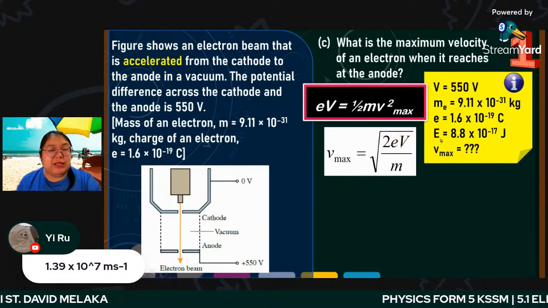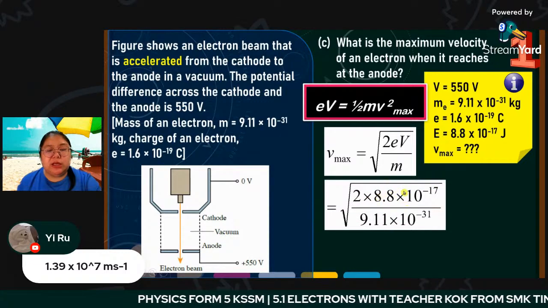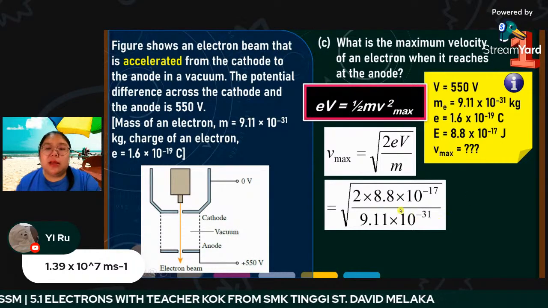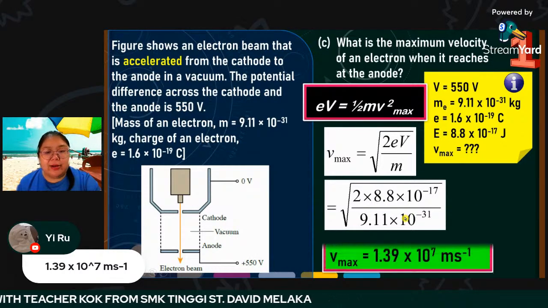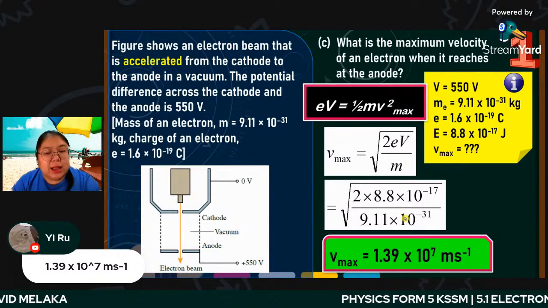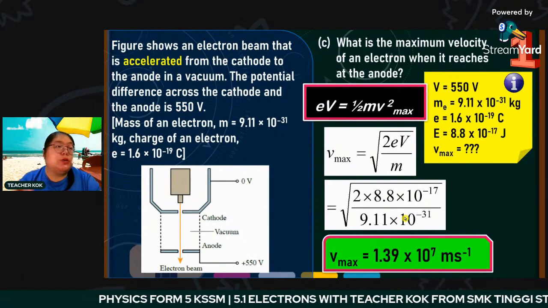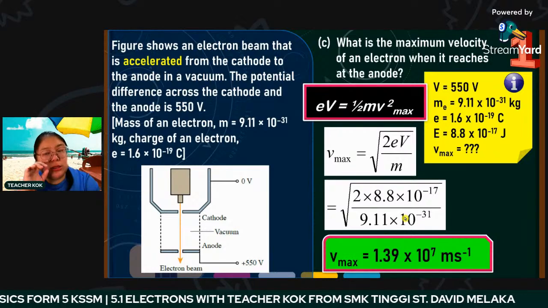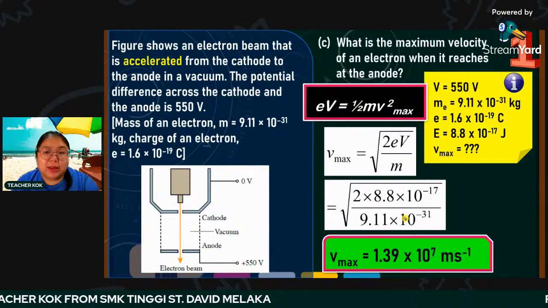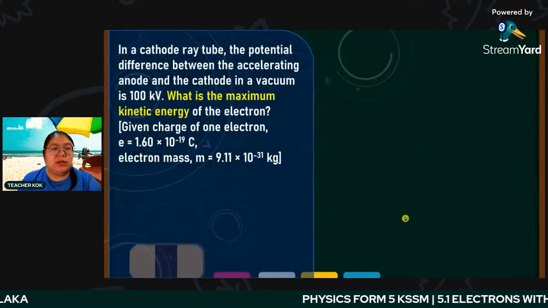eV actually is E, so we just bring the answer in: 2 multiplied by eV, where eV is 8.8 times 10 power of negative 17, then over the mass. Final answer: 1.39 times 10 power of 7 meters per second. So this is how we find the velocity by using the electrical potential energy. I think the students understand already, right? Then we continue with question number 2.